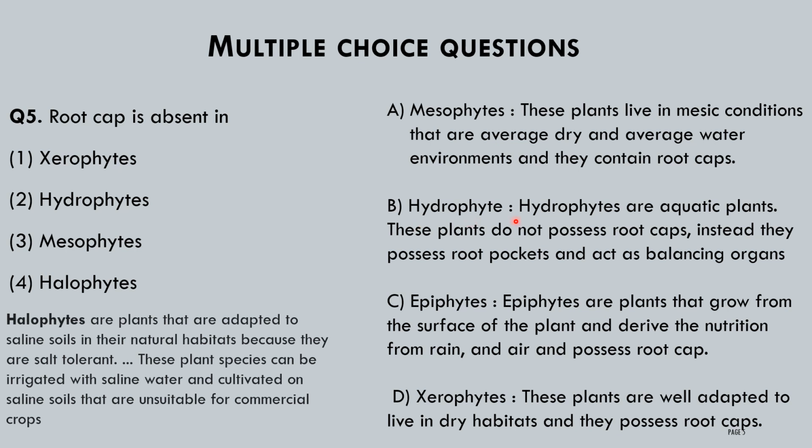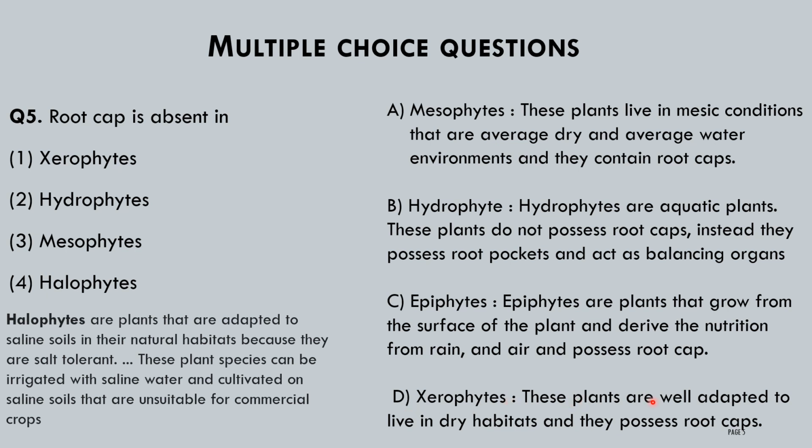Next one, hydrophytes. Hydrophytes are aquatic plants. These plants do not possess root caps. Instead of root caps, they possess root pockets and act as balancing organs. Next one, epiphytes. Epiphytes are plants that grow on the surface of another plant and derive nutrition from rain and air. They possess root caps.